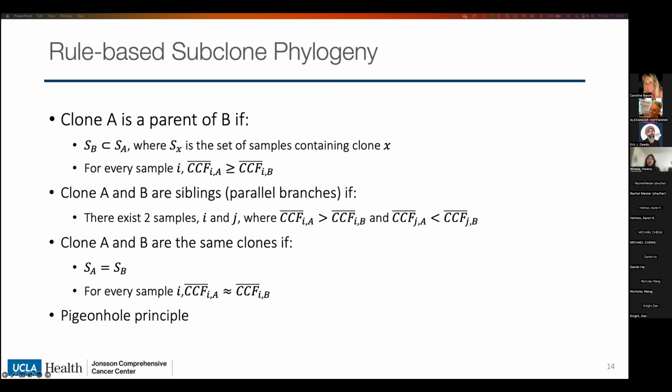So everything should also fulfill the pigeonhole principle, where in each sample, the sum of CCF of the children subclones must be smaller than the CCF of their parent clones. And what that means is, actually, I'll explain in the next slide.